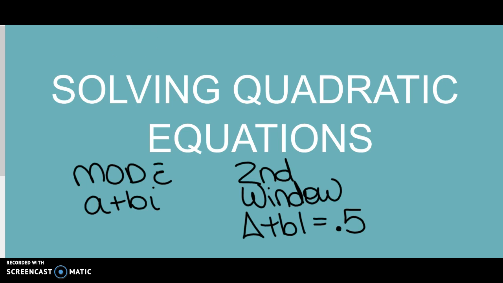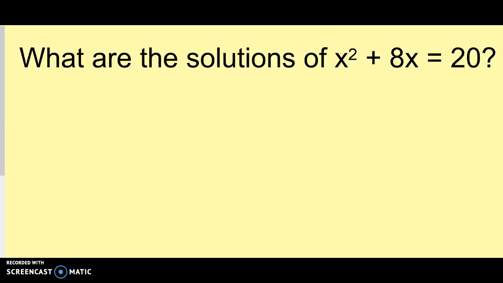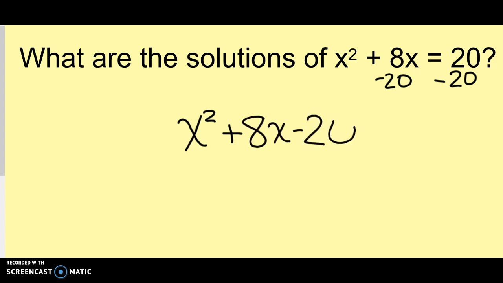So let's go over a couple of things before your quiz. So here's how these are going to be worded. What are the solutions of x squared plus 8x equals 20? Okay, well the first step you want to do is go ahead and get one side equal to 0. So let's go ahead and subtract 20 from both sides. We're going to end up with x squared plus 8x minus 20 is equal to 0.